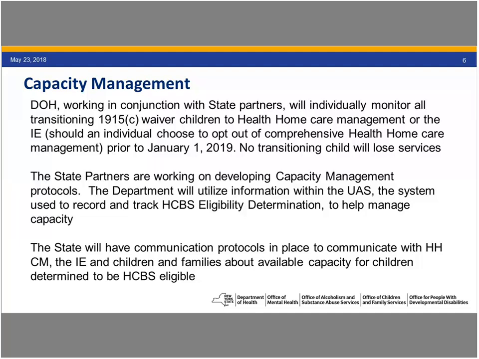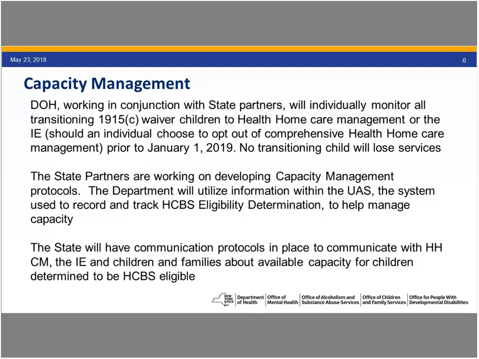So here at DOH with our state partners, we are developing a process to manage capacity as outlined. We will be working with the current 1915C waiver providers to track every child in a current waiver today and making sure that they transition successfully to health home care management, or should they choose to opt out, they will be tracked with the independent entity prior to January 1st. As you remember, the timeline for transition of the existing waivers is from October 1st, 2018 to December 31st of 2018. No transitioning child from those services who is currently enrolled during this period of time before the end of the year will lose any services.